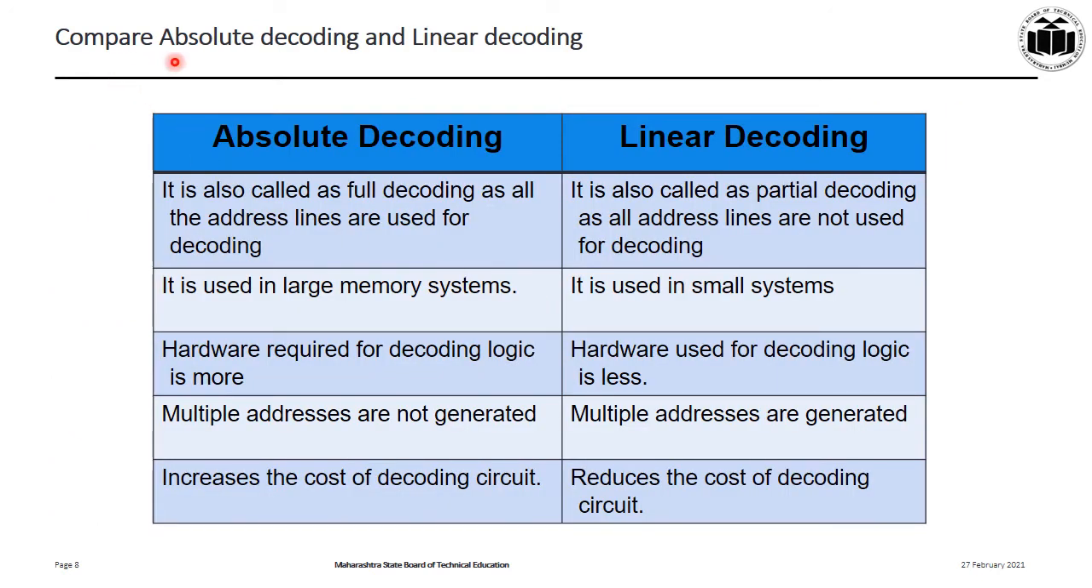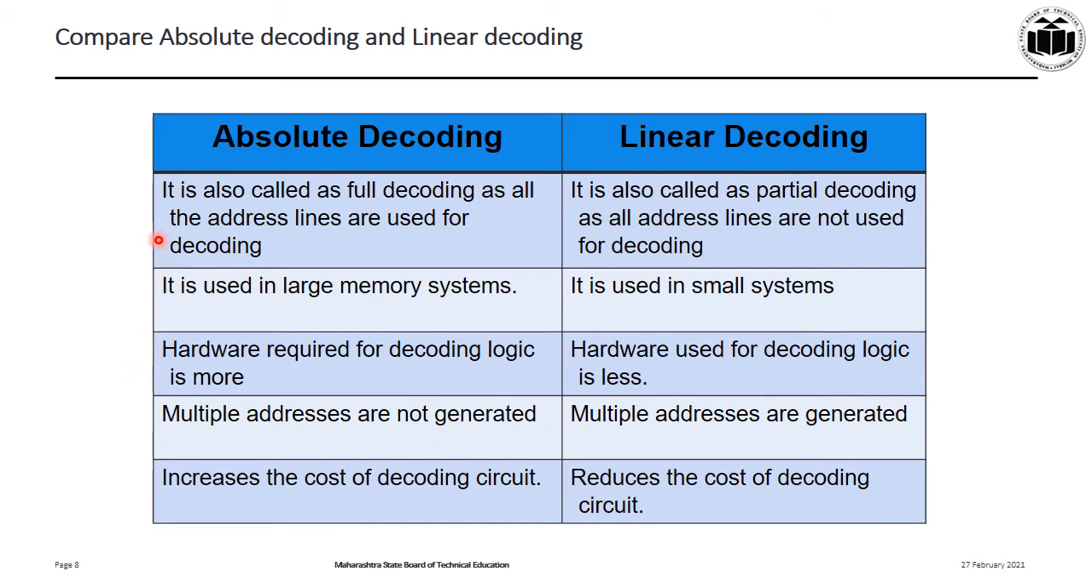Now we compare absolute decoding and linear decoding. Absolute decoding is also called full decoding, as all address lines are used, while linear decoding is called partial decoding because not all address lines are used. Absolute decoding is used in large memory systems, while linear decoding is used in small memory systems. Hardware logic for decoding is more in absolute decoding, while in linear decoding it is less.